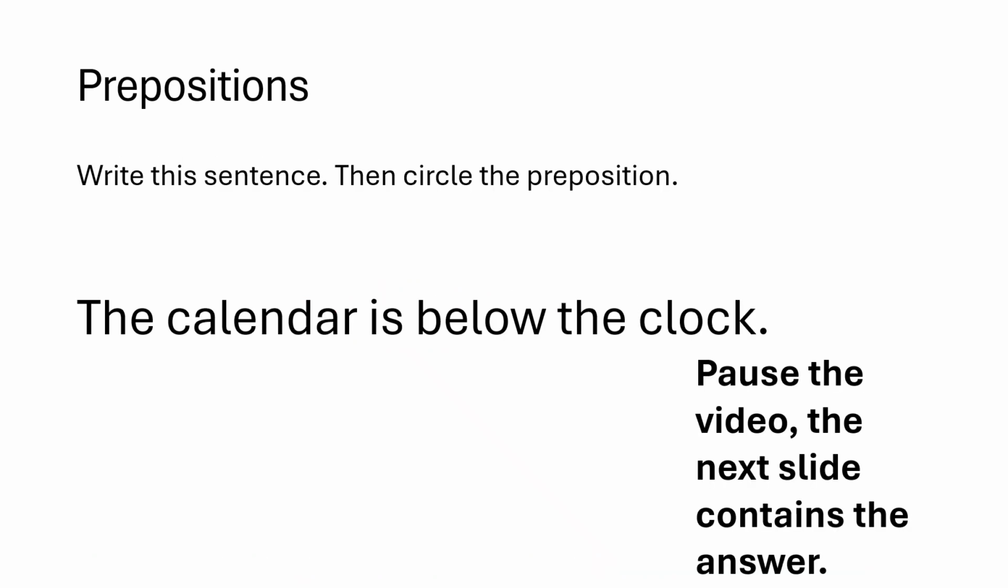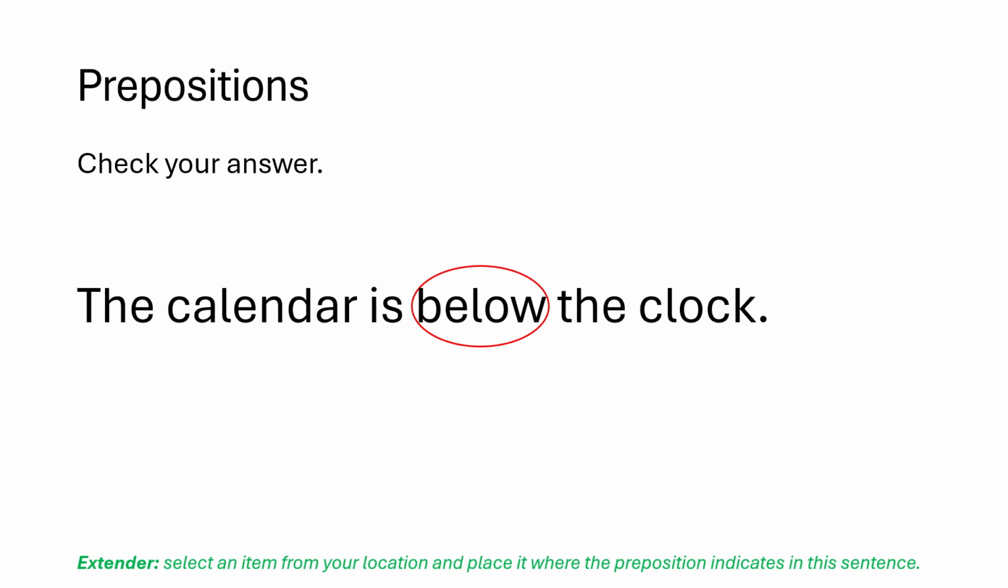Write this sentence, then circle the preposition. The calendar is below the clock. Pause the video. The next slide contains the answer. Check your answer. The calendar is below the clock. The preposition is below.